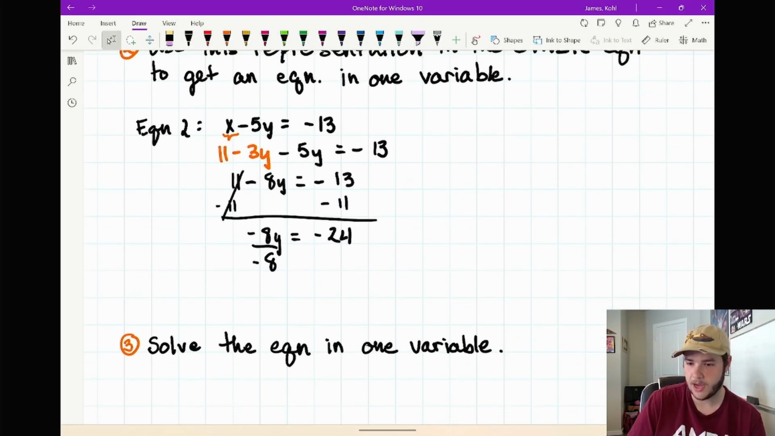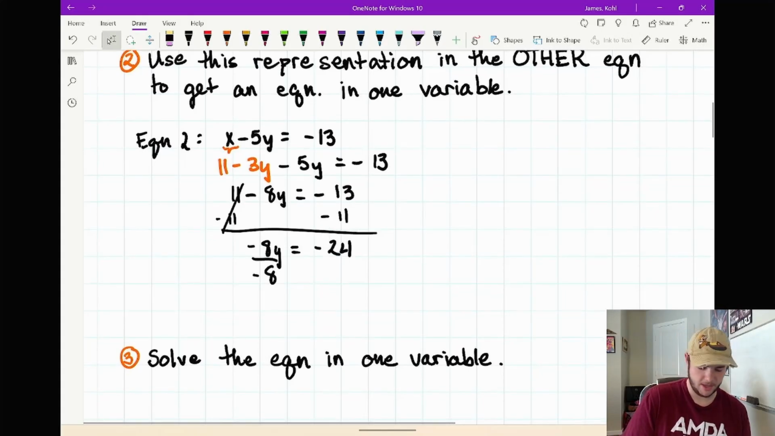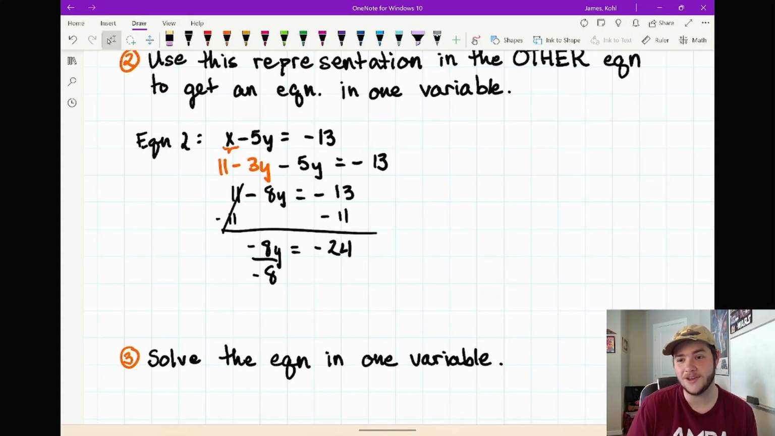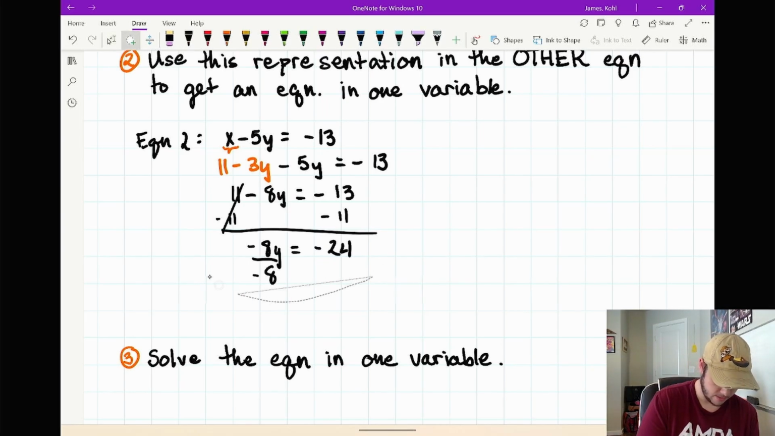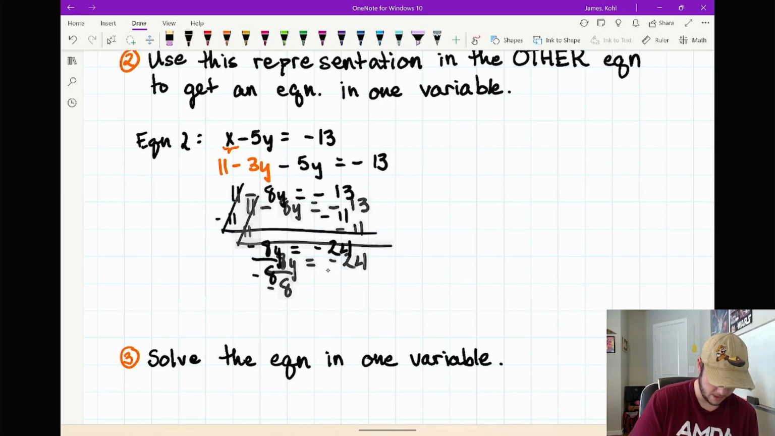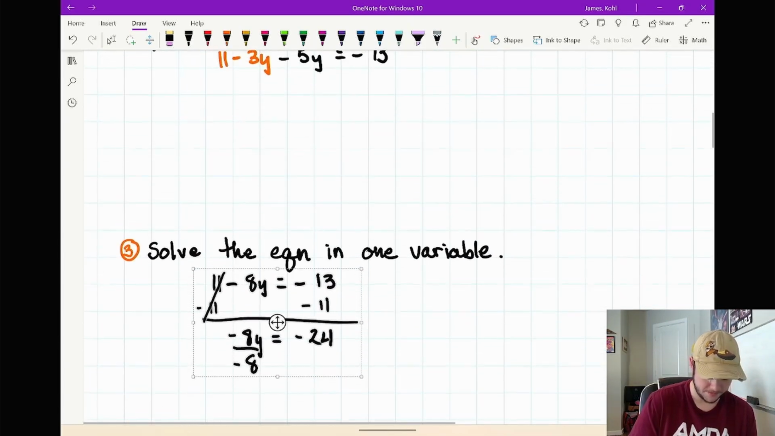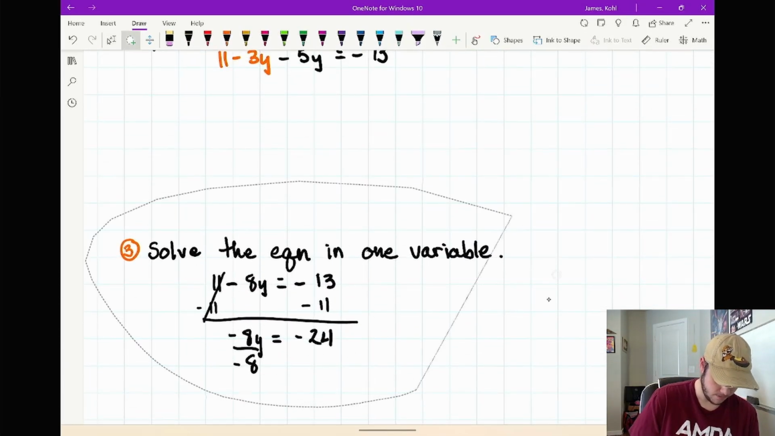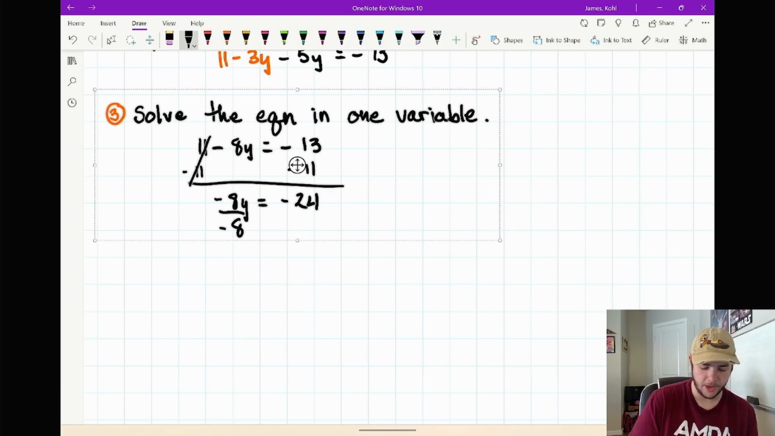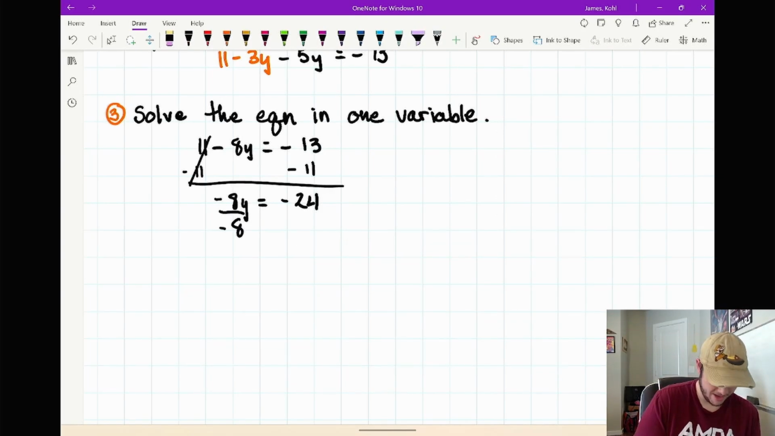Oh, excuse me. I guess I'm doing step 3 here, which is to solve that equation in one variable. So why don't I do this here? This work goes here. Okay, all better. So now I divide both sides by negative 8. Cancels on the left side. I'm left with y equals 3. So here is the y coordinate to my solution.